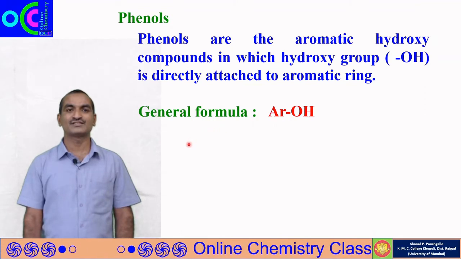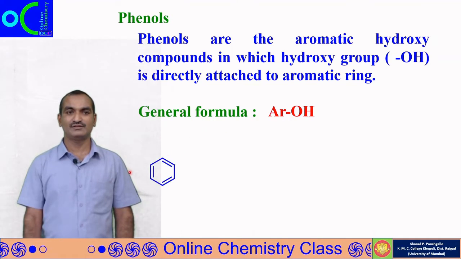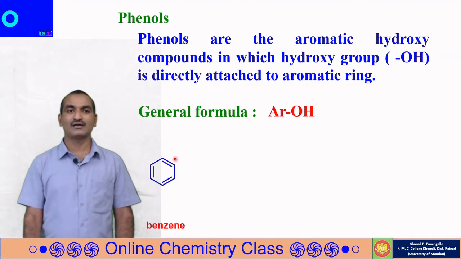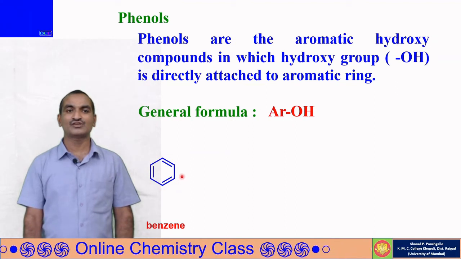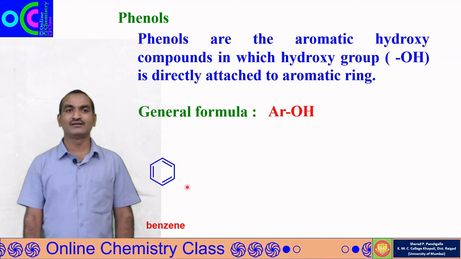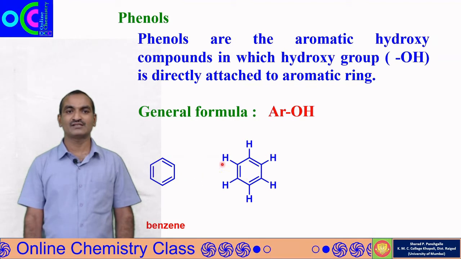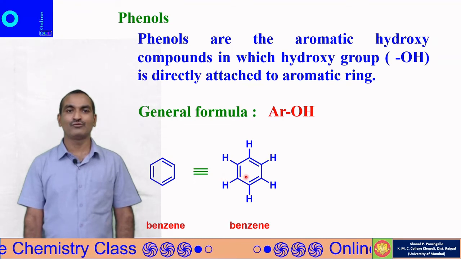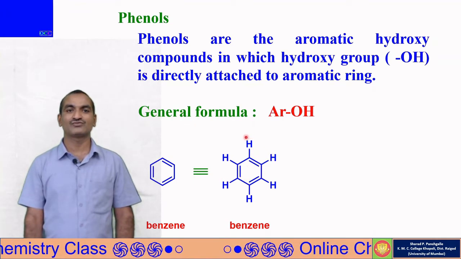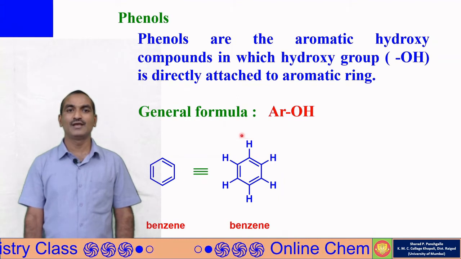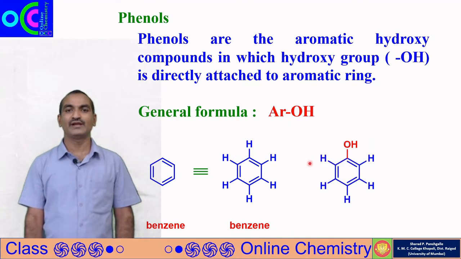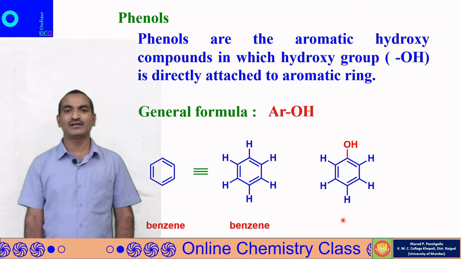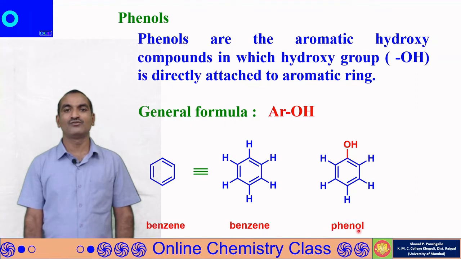And we know the simplest aromatic compound, that is benzene. In benzene there are 6 carbons. Each carbon is attached to one hydrogen atom. So we can write the structure of benzene like this also. So this is also benzene. These two structures are equivalent structures. Now when we replace one of the hydrogens of the benzene by OH, we'll get such type of compound. So here OH is directly bonded to the aromatic ring, so this will be known as the phenol.